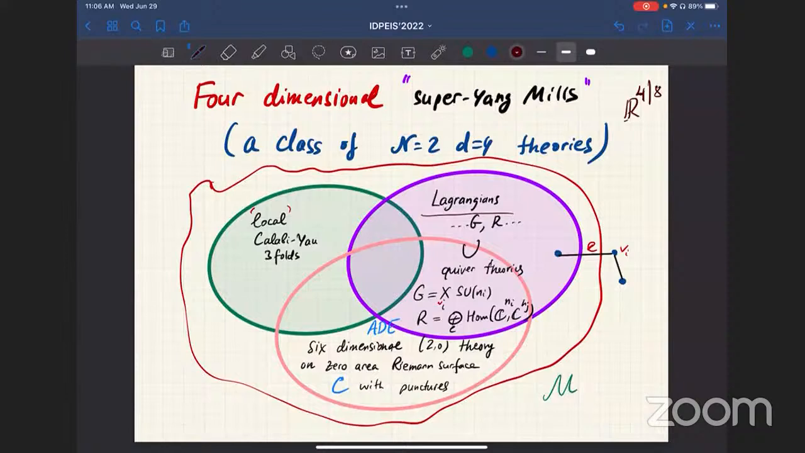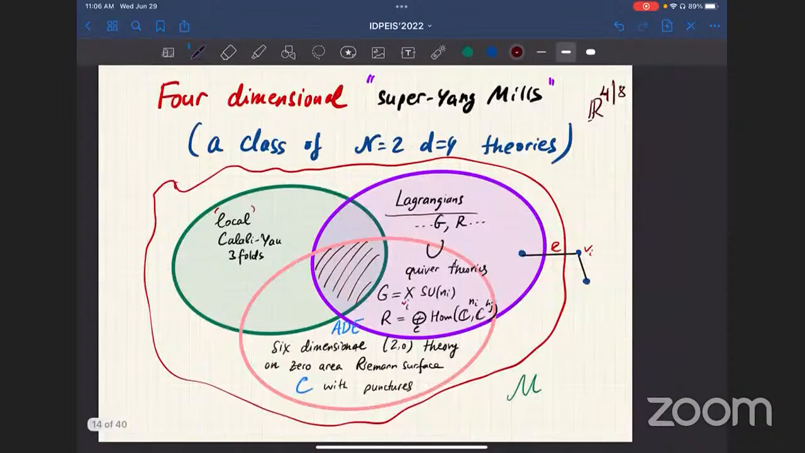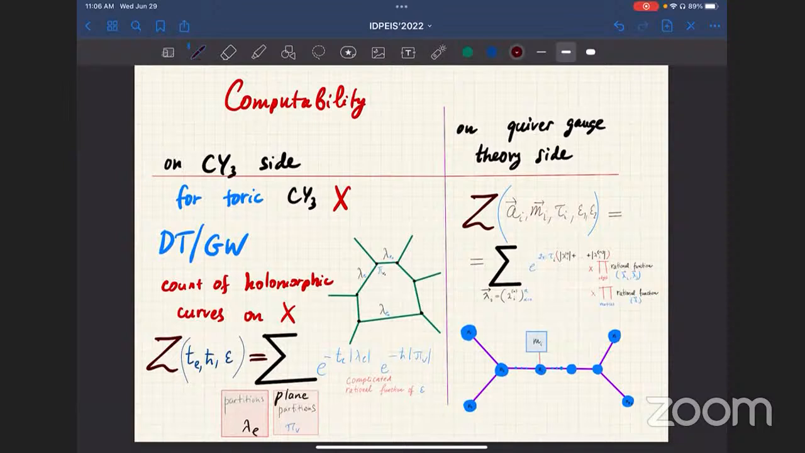As my picture suggests, there is some overlap, both pairwise and triple. Maybe I'll mention some of these dualities which relate these different pictures. Okay, so something can be computed about these theories, and those computations are what provide the basis for the claim which I made earlier, that that's the way to complexify the analytically continued conformal blocks of two-dimensional CFT.